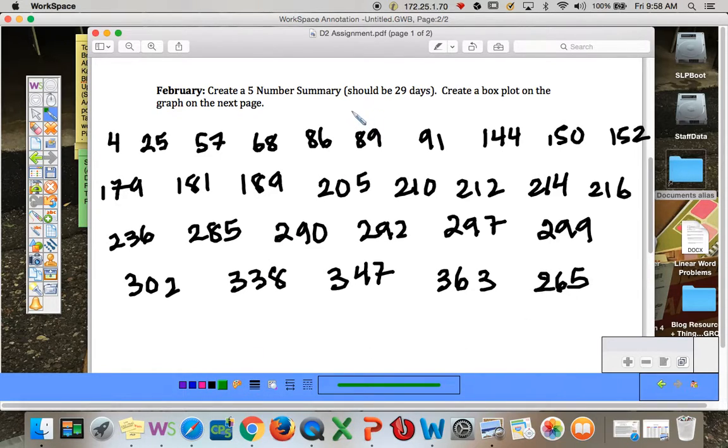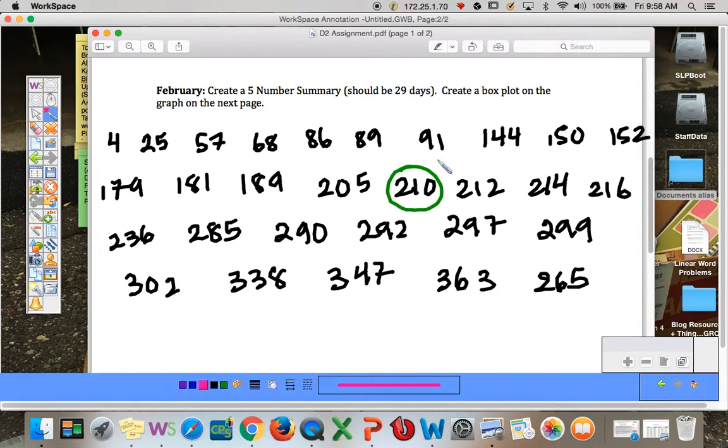So again, there's 29 terms, so there should be a middle number. I went through and crossed off, and I found that 210 was the middle there. There should be 14 terms on each side, so I crossed off 14 from each side and found the middle. Here's the median, Q2.